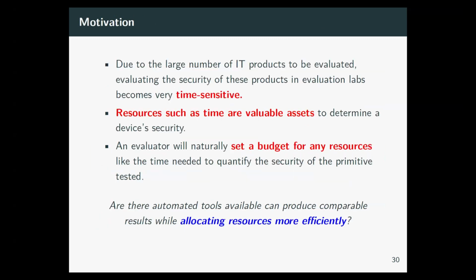Some of the motivation is that, due to the large number of IT products being evaluated, evaluating these products becomes very time sensitive. So resources such as time are actually valuable assets to determine the device security. Naturally, the evaluator wants to set a budget for any resource, like time, to quantify the security of the primitive tested. So the question is, are there automated tools available that can produce comparable results while allocating resources much more efficiently?